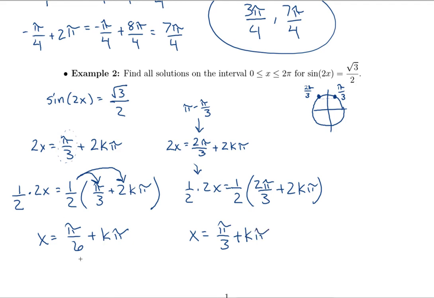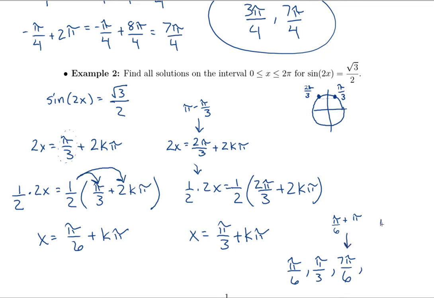And then what I'm going to do is continue to add k pi until I get everything that's between 0 and 2 pi. So of course, pi over 6 is one of them. Pi over 3 is another one. All right. But then I'm going to go ahead and plug in 1 for k. So if I take pi over 6 plus pi, then that's of course going to give me 7 pi over 6.